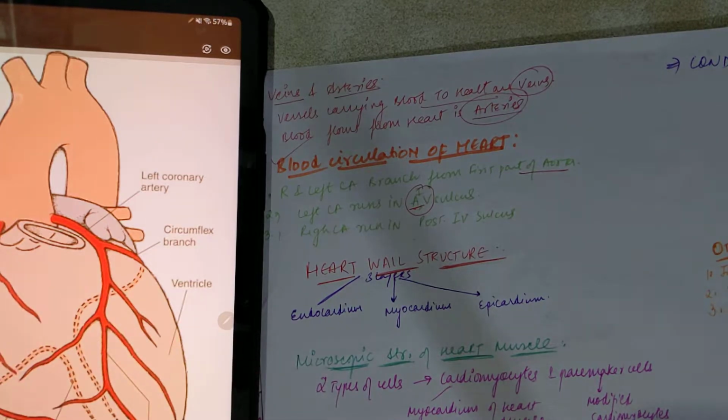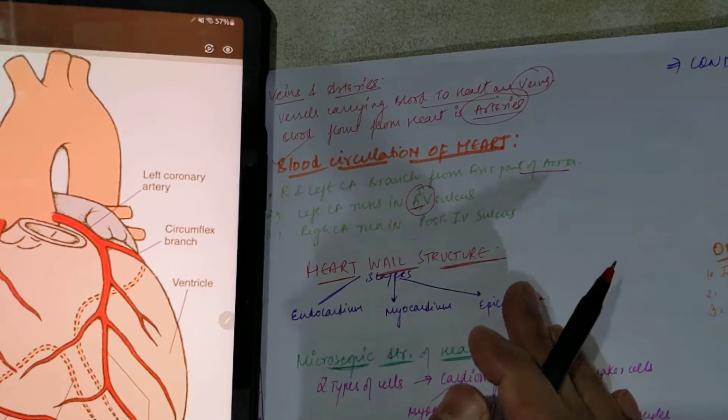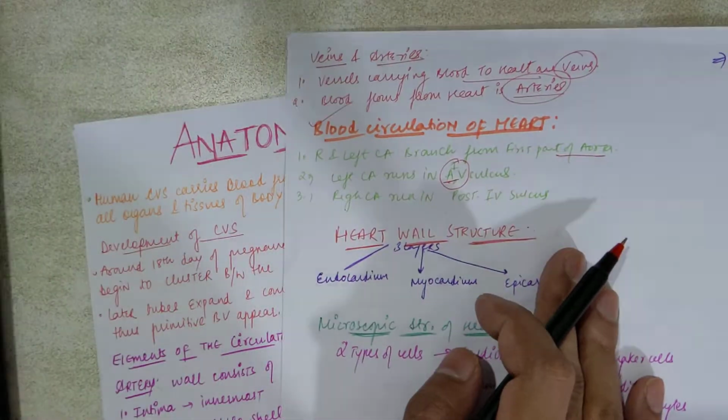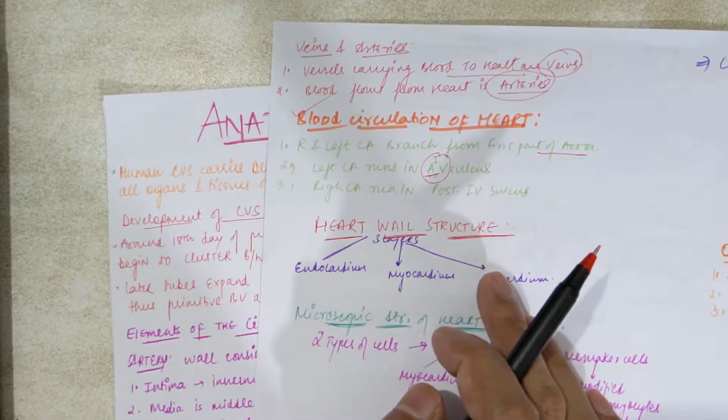You can see here, these are the posterior interventricular branch, and these are the anterior interventricular branch. The anterior comes from the left coronary artery, and the posterior comes from this one. You can see this dotted line, so they are behind the heart on the posterior side. They come from the right coronary artery. Clear?